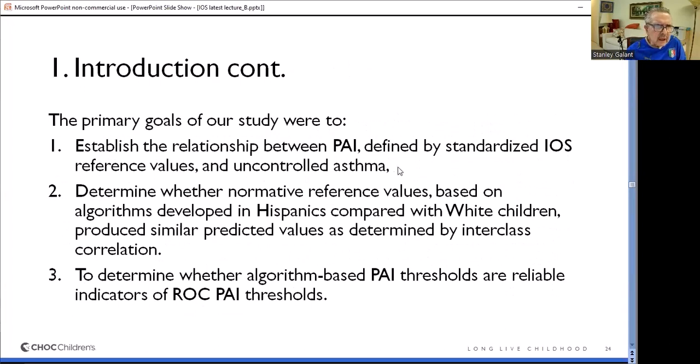The primary goals of our study were to establish the relationship between peripheral airway impairment or obstructed peripheral airways defined by standardized IOS reference values and uncontrolled asthma. We wanted to determine whether these reference values in both Hispanics and whites would have the same response, showing cross-ethnicity for these reference values, which are extremely important. And then as a secondary goal, we wanted to compare using reference equation, reference values, but those determined by receiver operating characteristic thresholds.